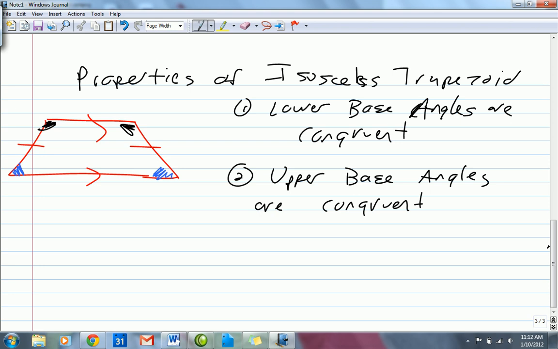Of course, since we have parallel lines, these consecutive angles will be supplementary. Those will be same side interior angles. So that would be a third property. Parallel lines, these two blue and black angles, same side interior angles. We got two parallel lines, therefore they're supplements. So that's a third property. So consecutive angles are supplements.